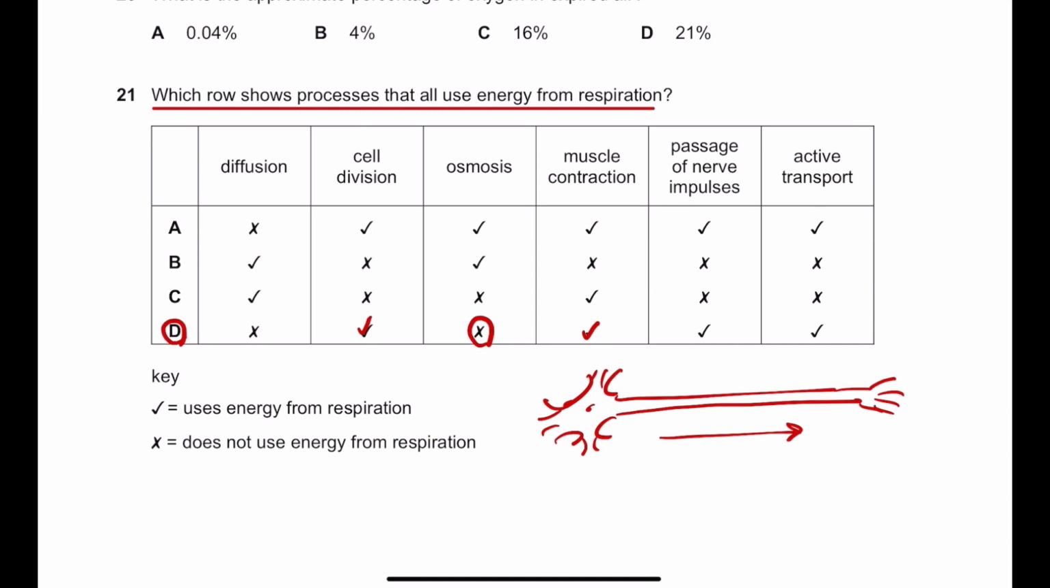The impulses are actually transmitted by cells called neurons. So neurons are nerve cells, and these guys send out the signals called impulses, and in order to send the signals, they do require energy. So yes, and active transport, of course, it needs energy. So the answer should be D.